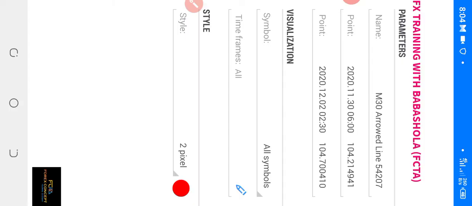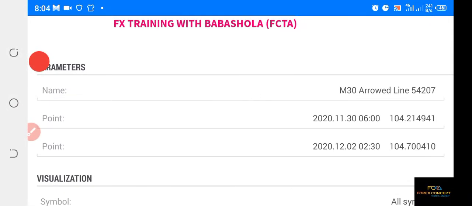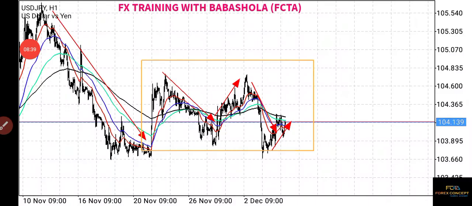Never mind, this cannot be filled. So looking at this rectangle I drew, you can see that price is actually ranging, so we can't say there is a current trend here.